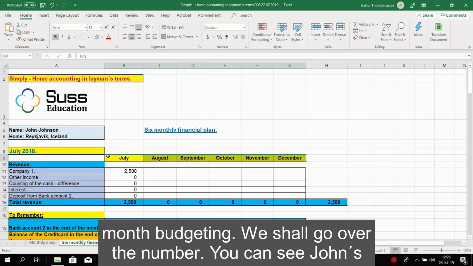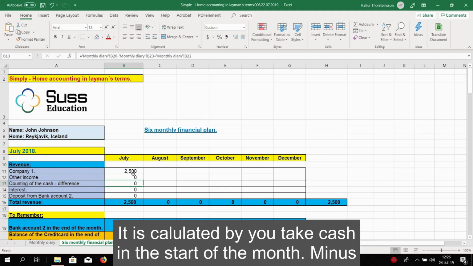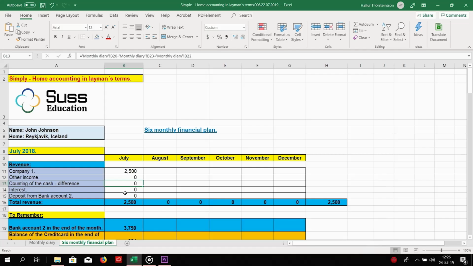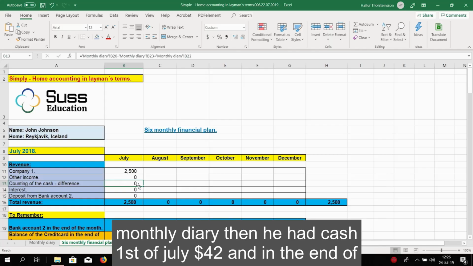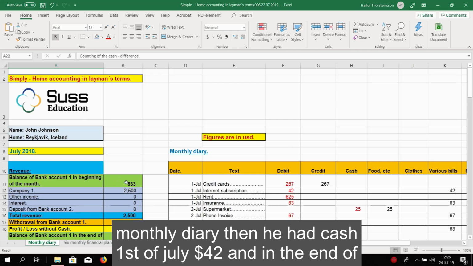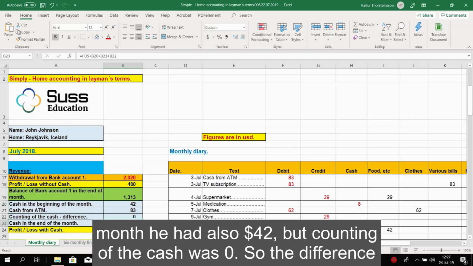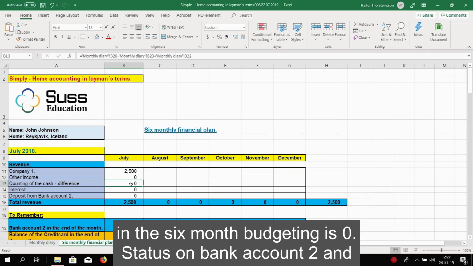We shall go over the numbers. You can see John's income is there in July, $2,500. Only about cash difference. It is calculated by taking cash at the start of the month, minus cash at the end of the month, plus counting of the cash. That is the status of John at the start of the month, but if we go back into the monthly diary, then he had cash, 1st of July, $42. And at the end of the month he had also $42. But counting of the cash was 0, so the difference in the 6-month budgeting is 0.